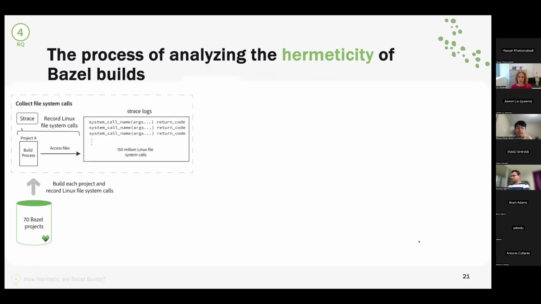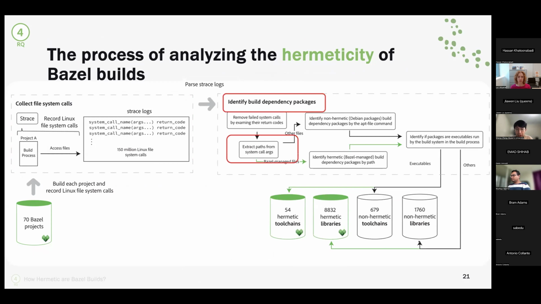In RQ4, we analyze the hermeticity of the Bazel build process. Similarly, we perform experiments on the 70 buildable Bazel projects. And during the build process, we use strace to collect the Linux file system calls made during the build process. Then we extract the files accessed in the build process by analyzing the strace logs. Then we identify their corresponding build dependency packages. Lastly, we identify if these packages are executables run by the build systems, or they are files read or written by the build systems.